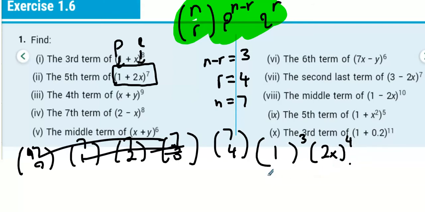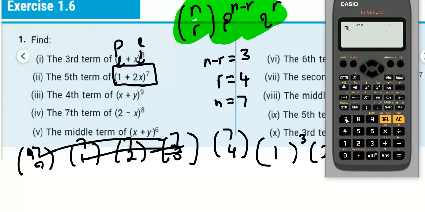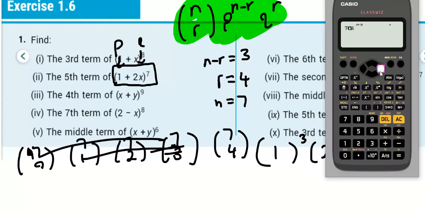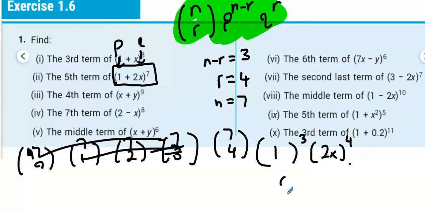And all I have to do here is use my calculator. All right. 35. Now that's 35, okay? But I also forgot about the 2 to the power of 4. So I'm going to ignore the x's even there. So I'm going to do 7C4, multiply it by 2 to the power of 4, and I'm going to get 560. 560, what power of x? x^4. And that's me done. Is that all right, you guys?